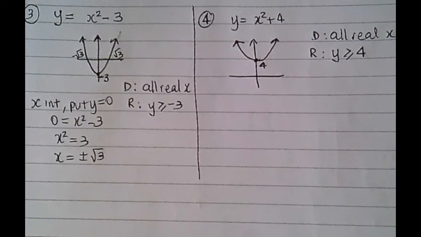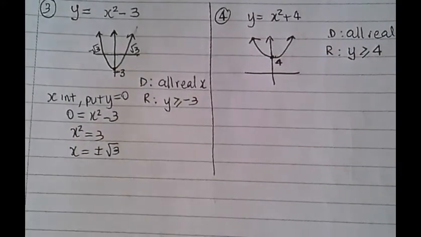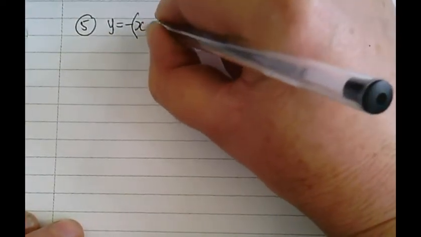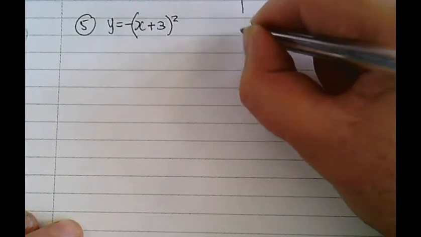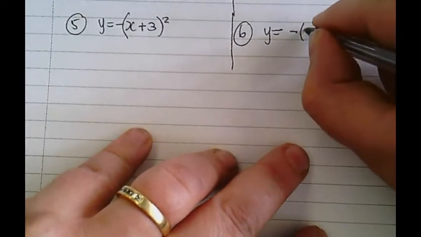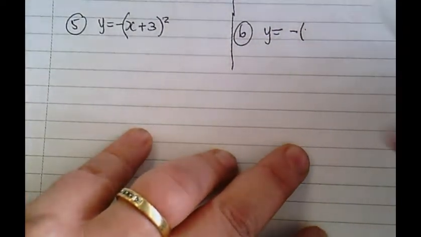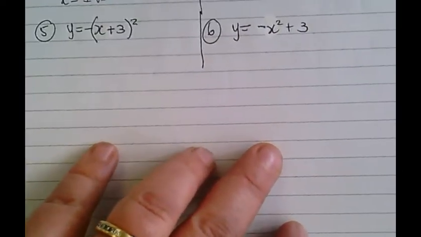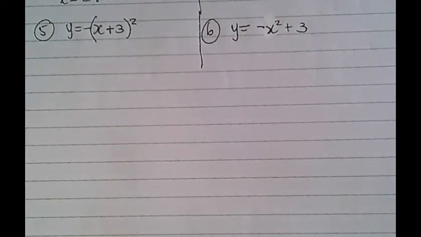Let's do some concave down ones. Question 5, y equals negative (x plus 3) squared. I'm going to do a plus 3 squared to make it a bit harder. And number 6, y equals negative x squared plus 3. Look at these two. We can do the second one first if you want, because it might be easier.